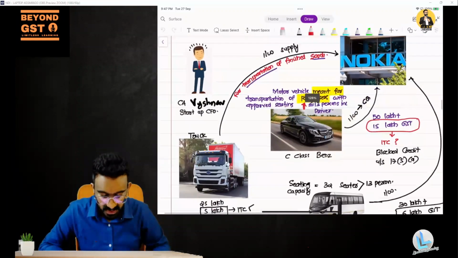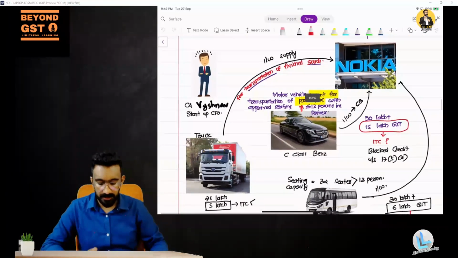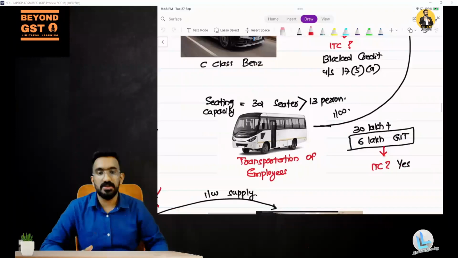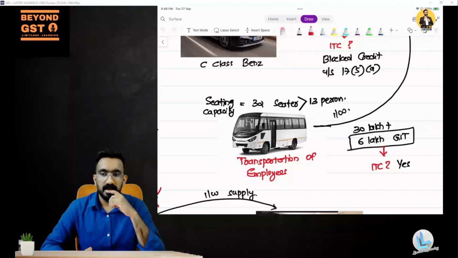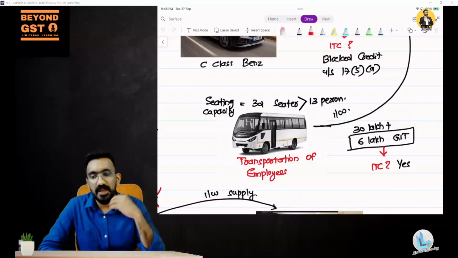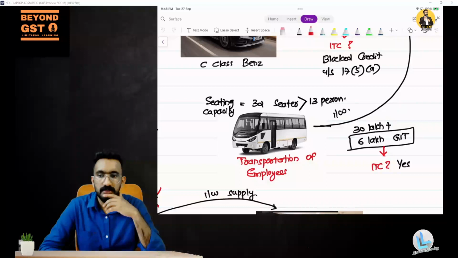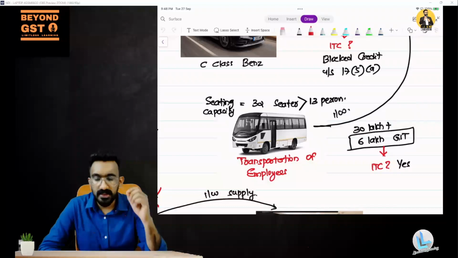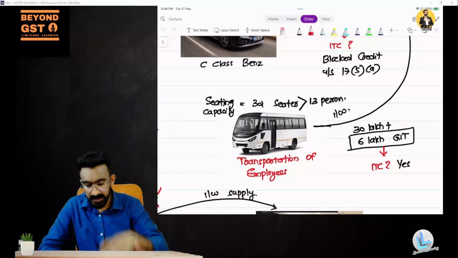Now, Nokia also purchased a 32-seater bus for transportation of their employees. They paid 6 lakh GST, 30 lakhs plus 6 lakh, for the purchase of this bus. This bus is also accounted as an asset or capital goods for Nokia. Can Nokia take the credit on purchase of this bus? Yes. Why can they take the credit on the bus, but they can't take the credit on this car?